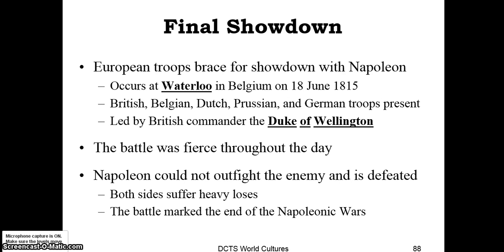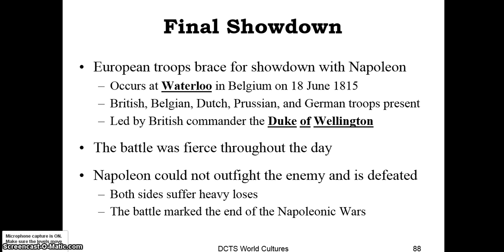The rest of Europe isn't going to stand for Napoleon coming back. The people of France may want him. The rest of Europe doesn't, so they're going to fight. And the fighting essentially starts at Waterloo in Belgium in June. British, Belgian, Dutch, Prussian, and German troops are present. It's led by the British commander known as the Duke of Wellington.